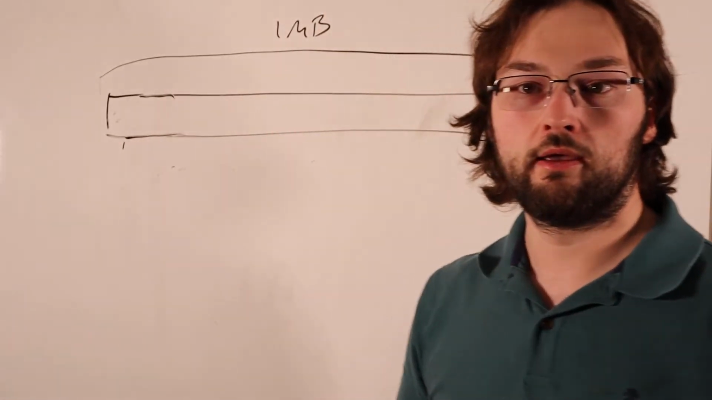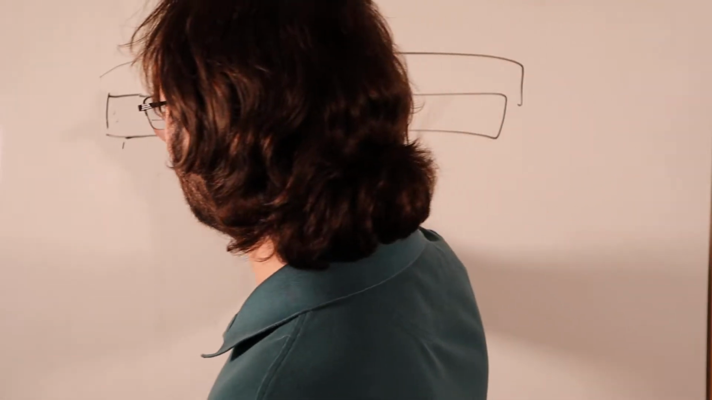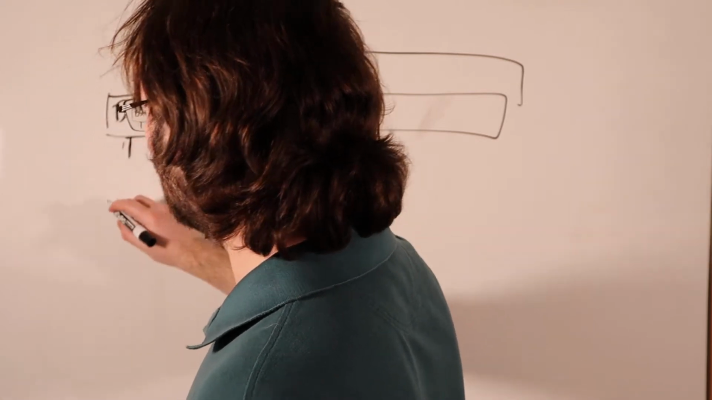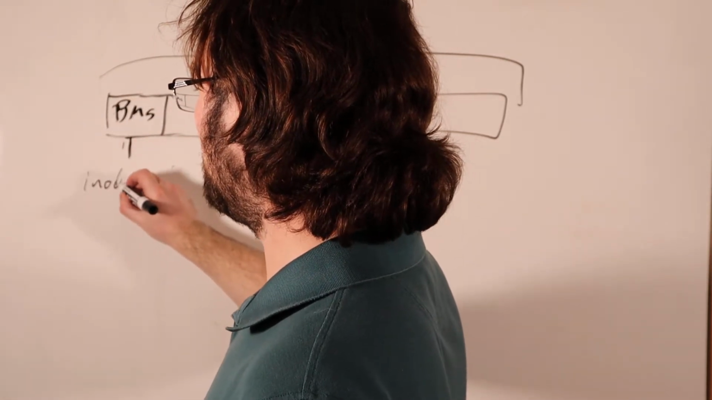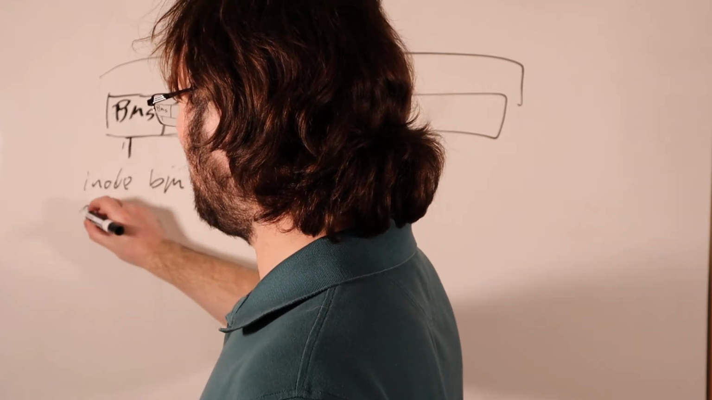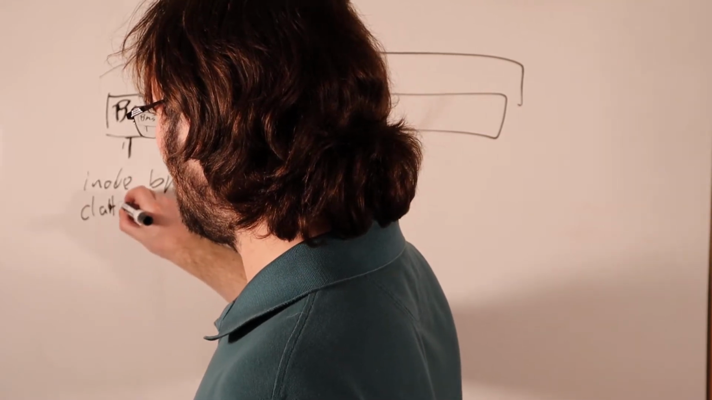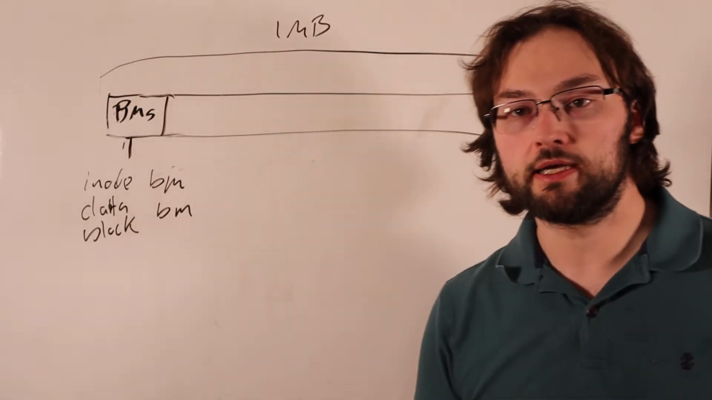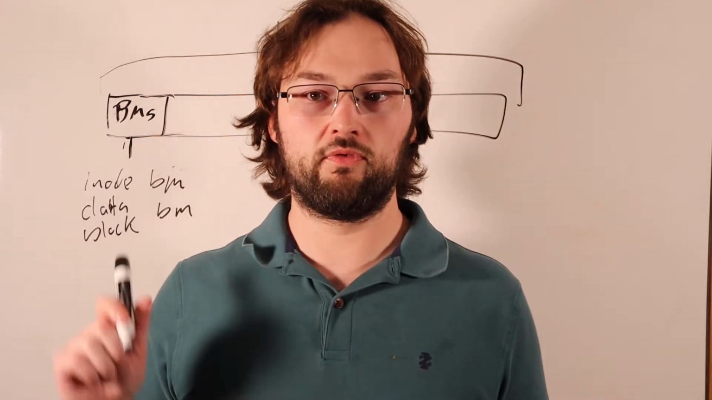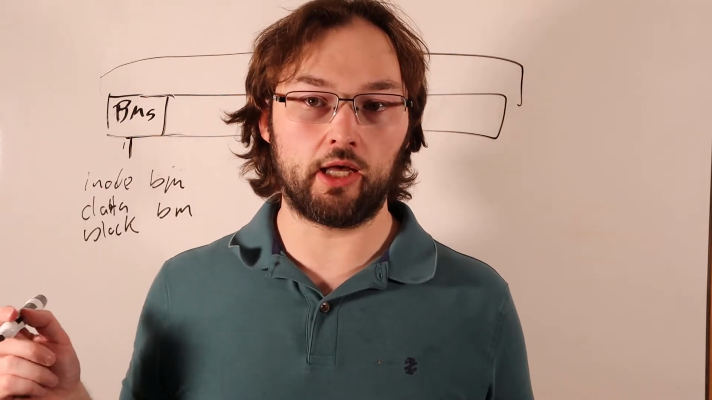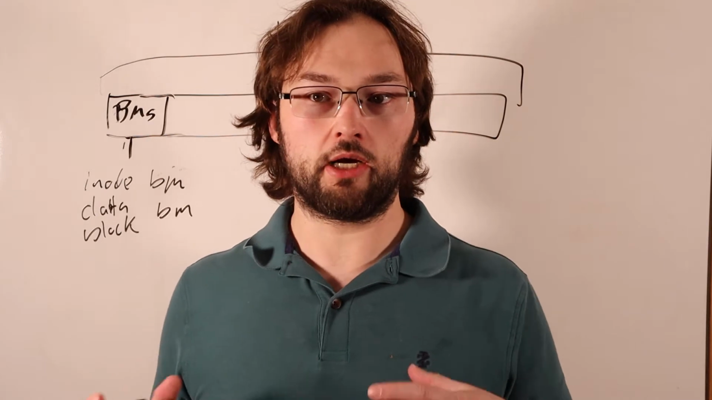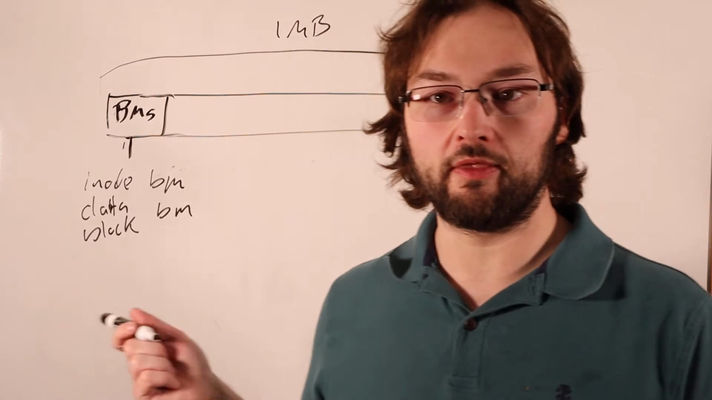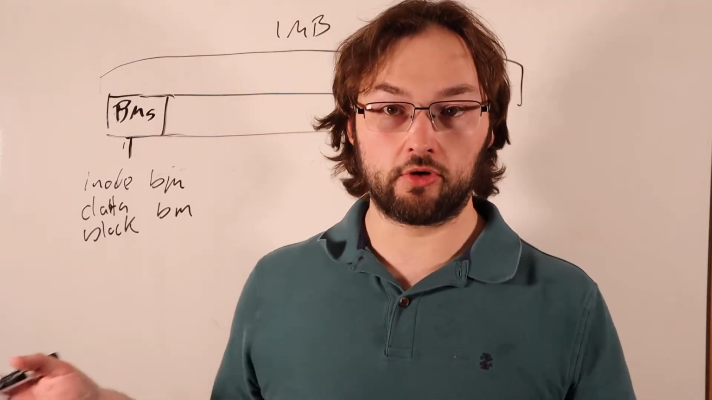After the superblock, the next thing that we have is bitmaps. We have two bitmaps. We have an inode bitmap, and we have a data block bitmap. And what these bitmaps do is they keep track of, for each inode and for each data block, whether that inode or data block is currently in use. If the corresponding bit in the bitmap is 1, then that inode or block is used.